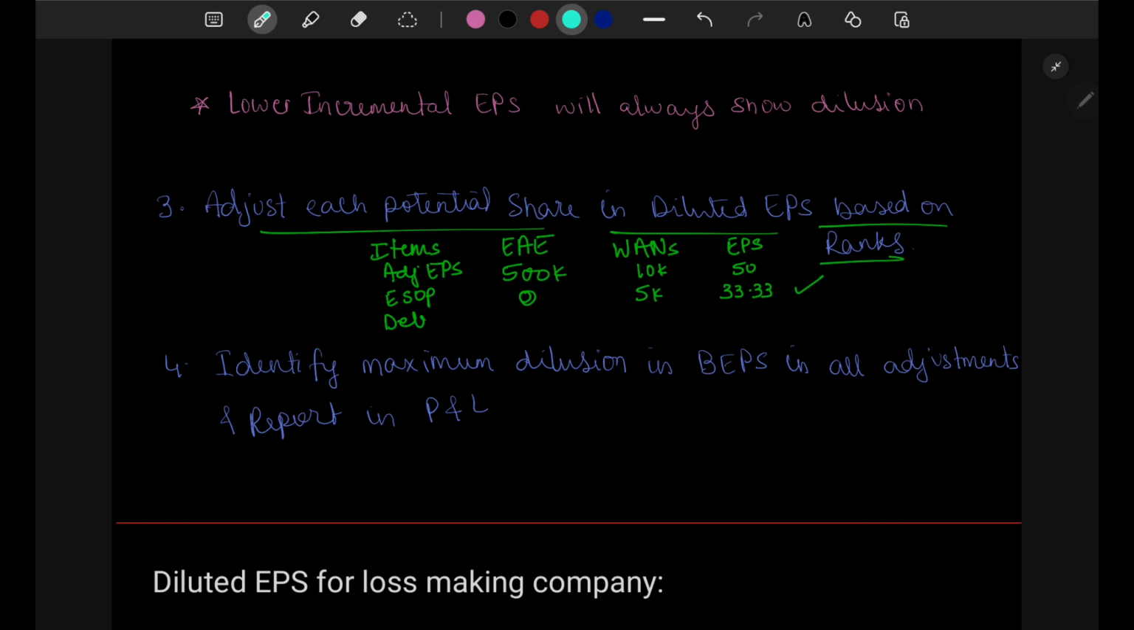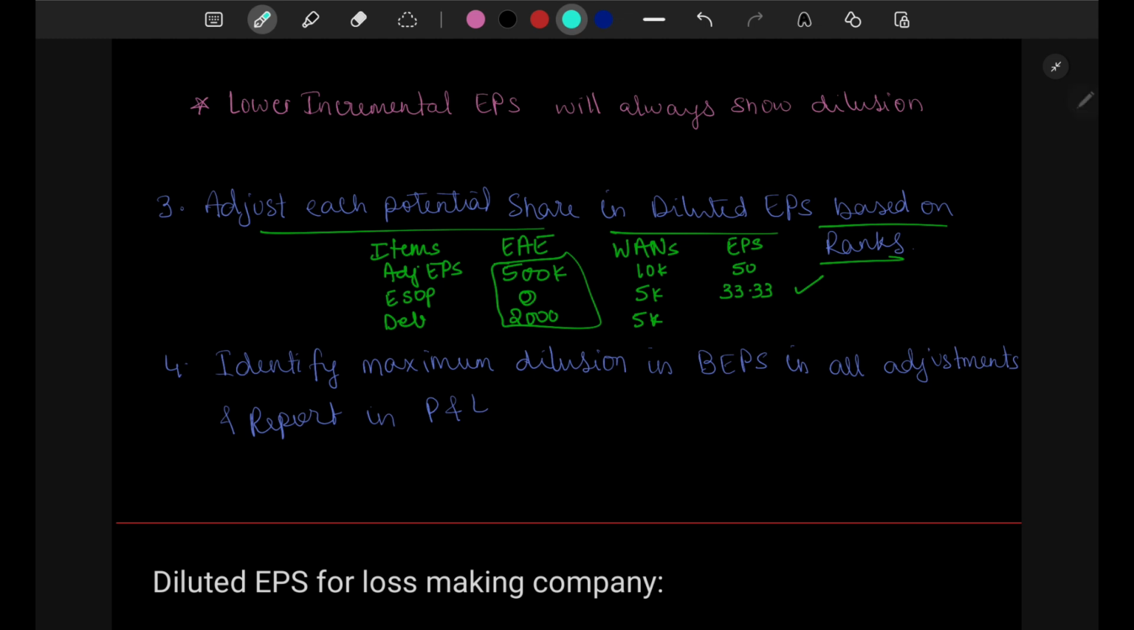Next we'll bring in the debentures. In debentures there was a savings of 2,000 rupees, but there was an increase in WANES of 5,000. So that was next in our rank, right? First was ESOP, second was debentures, and the last one was the conversion of preference dividend. So here we'll add all of these together: 5 lakh plus 2,000 will come up to 5 lakh 2,000, right?